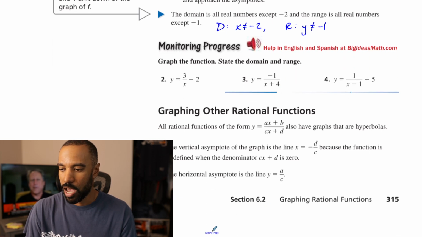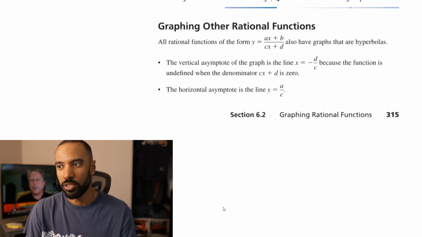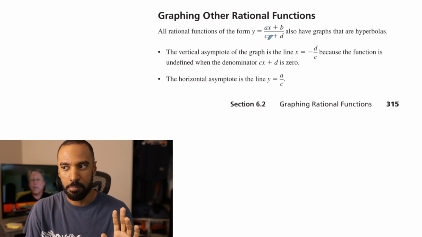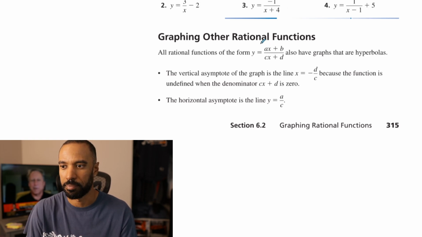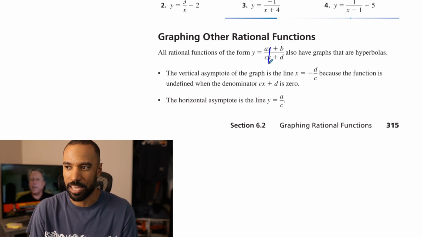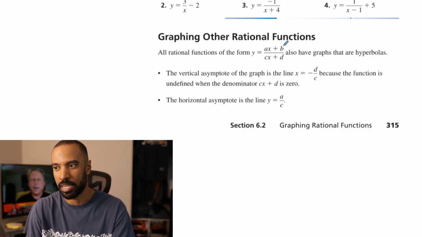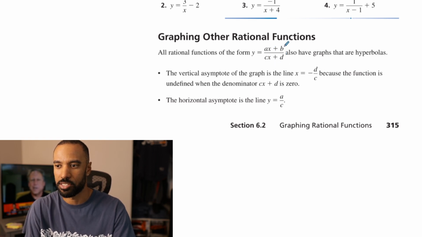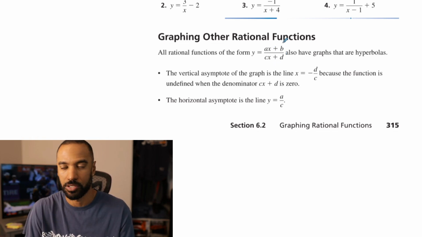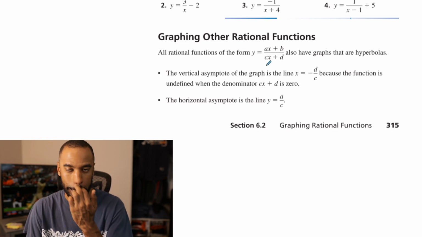Okay, there's this other form. This is where things get a little more complicated. Looks like they're staying basic enough in that these are both still linear functions, but there's still a lot to talk about here. All rational functions of this form can also have graphs that are hyperbolas. They don't just divide and cancel out the x's or anything like that because you have constants that are added to there. So unless you have common factors that cancel out, those x's are kind of staying as they are.